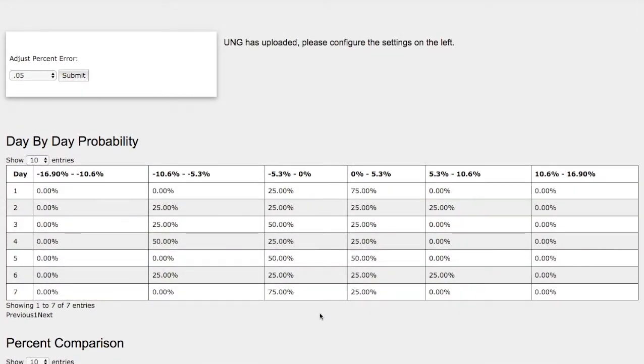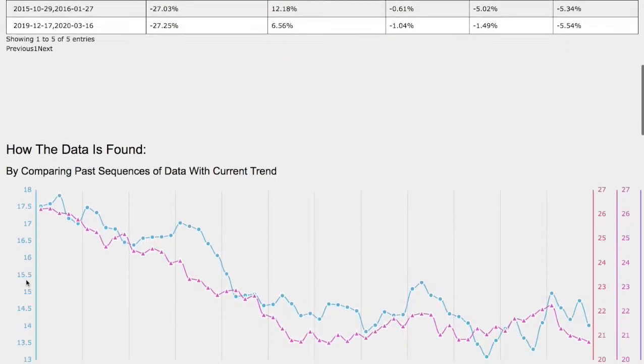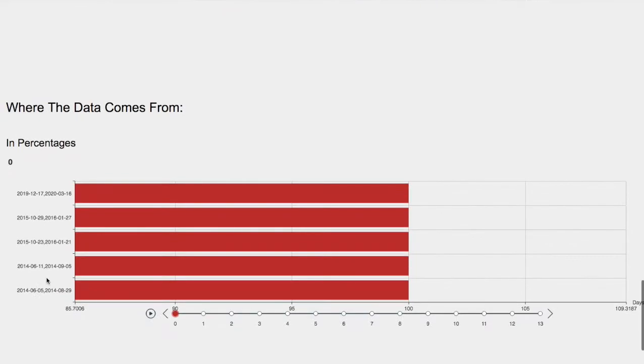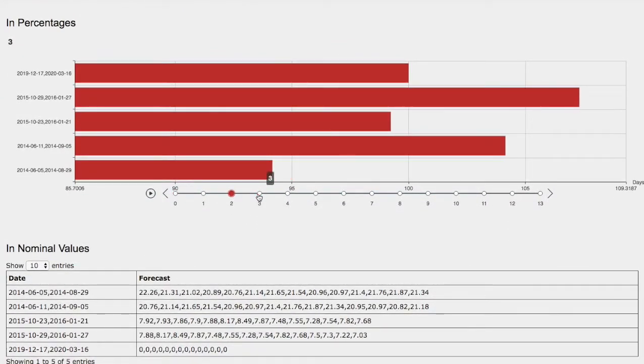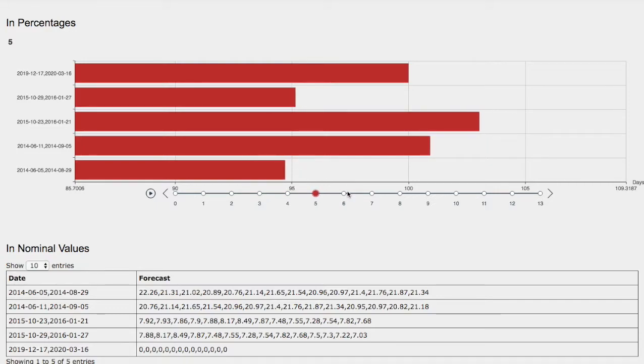So as the days progress, we have on the 7th day a 25% chance for natural gas to climb higher between 0 to 5%. On the other hand, we have a 75% chance for natural gas to fall lower between 0 and negative 5%. So let's check the day-by-day forecast for natural gas. So we have 1 day out, 2 days out, 3 days out, 4 days out, 5 days out, 6 days out, and 7 days out.